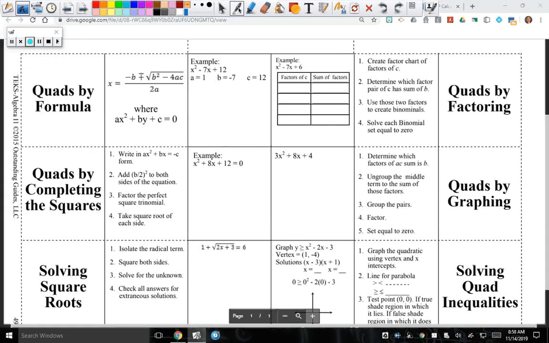Alright, so here we go, guys. We are learning today how to complete the square. But real quick, I wanted to identify with you all the different ways that we know how to factor.